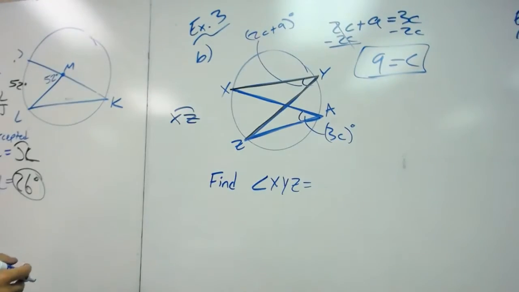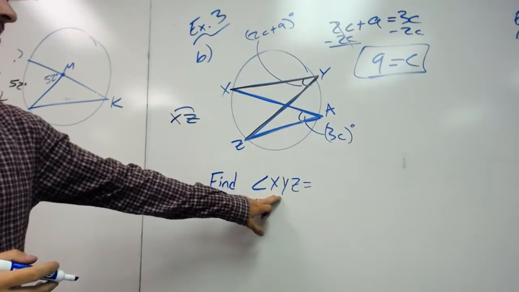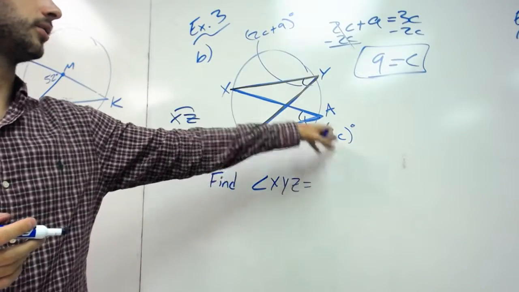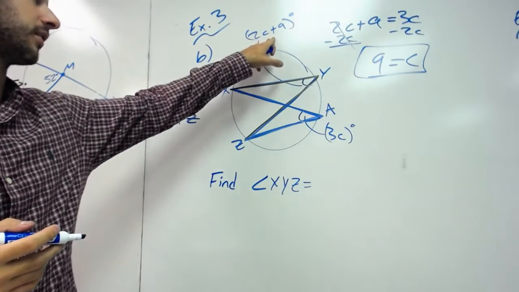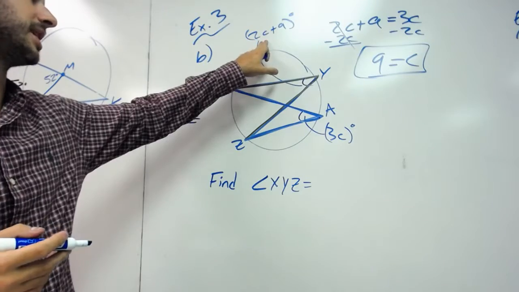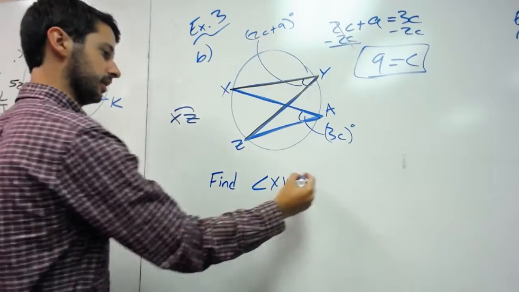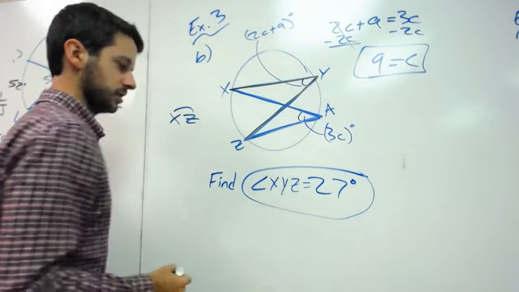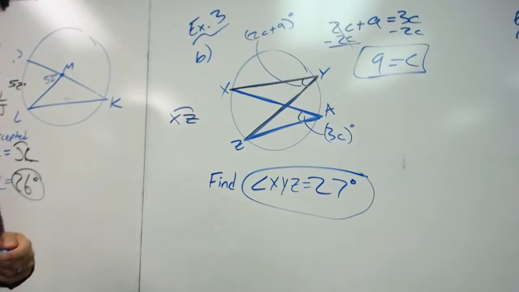Now that's the measure of c, but it wants to find XYZ. So you could plug in c to this angle, or up here, and you would get the same answer. 9 times 2 is 18 plus 9, 27. Or 3 times 9 is 27 degrees. So there's the measure of angle XYZ. When you have two angles that intercept the same arc, they are congruent.